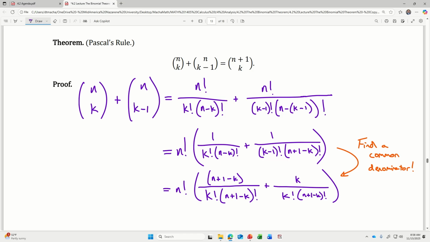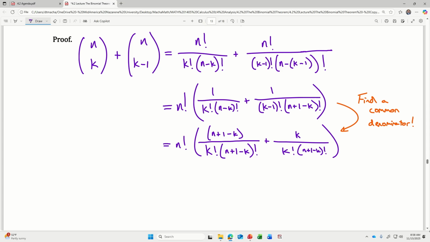Taking the first factor from those factorials and putting them in the numerator so they can cancel each other out. And that gives me a common denominator, so I can finally add these fractions. And when I go to add these fractions, of course, they have the same denominator as intended. And the numerator gets to be n plus 1 minus k plus k. In other words, n plus 1. Now, n factorial times n plus 1 is the same thing as n plus 1 factorial.